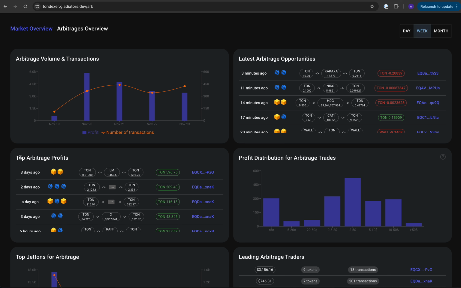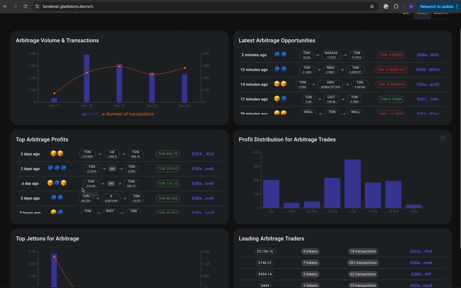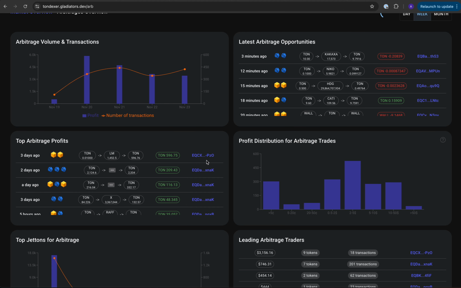And probably the most interesting widget is top arbitrage profits. So you can see that some guy 3 days ago managed to swap 0.01 Ton, which was like 5 cents, to almost 600 Ton, which is more than $3,000. That's quite impressive. Here you can see the other ones.